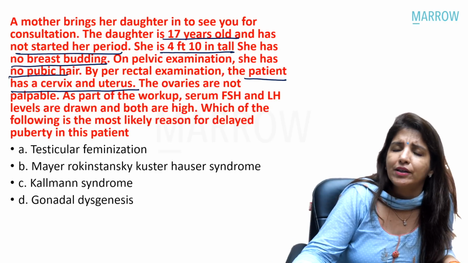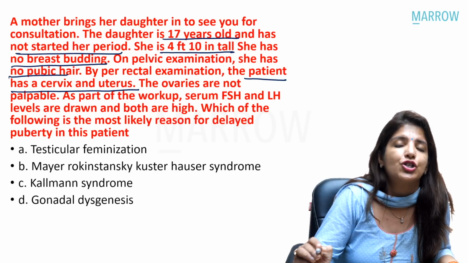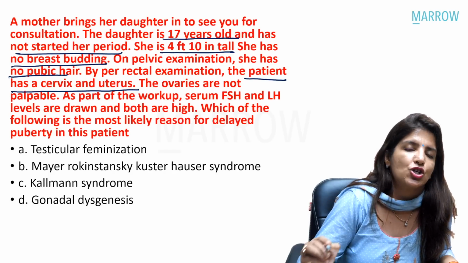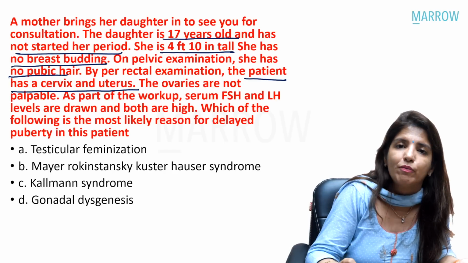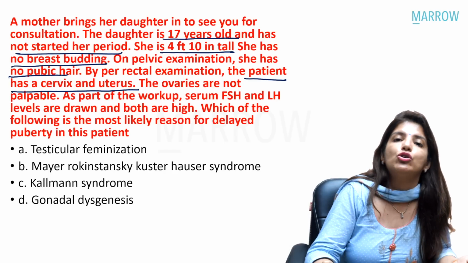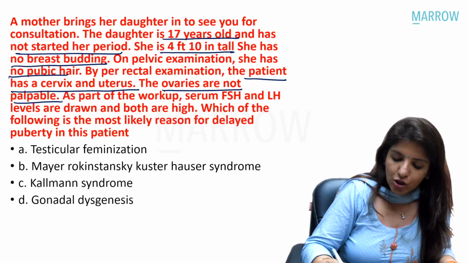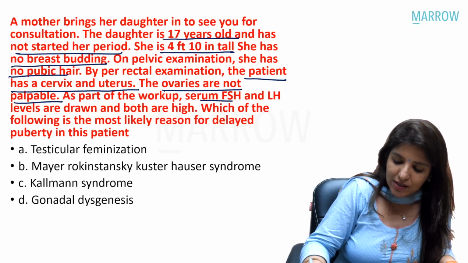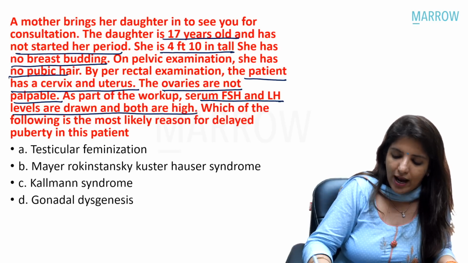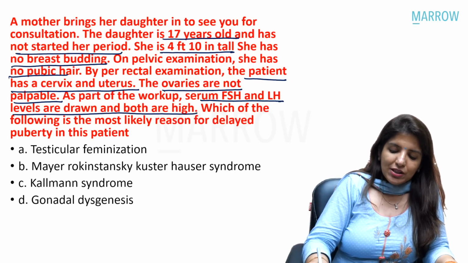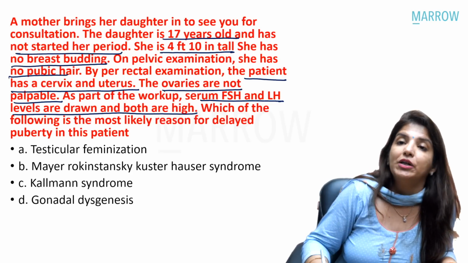Why am I saying per rectal examination? Because in all virgin females, per vaginal examination is contraindicated. If I want to see whether uterus is present or not, I'm going to do a per rectal examination. Ovaries are not palpable. Uterus is present. As a workup, FSH and LH levels are drawn and both are high. Which of the following is the most likely reason for delayed puberty in this patient?